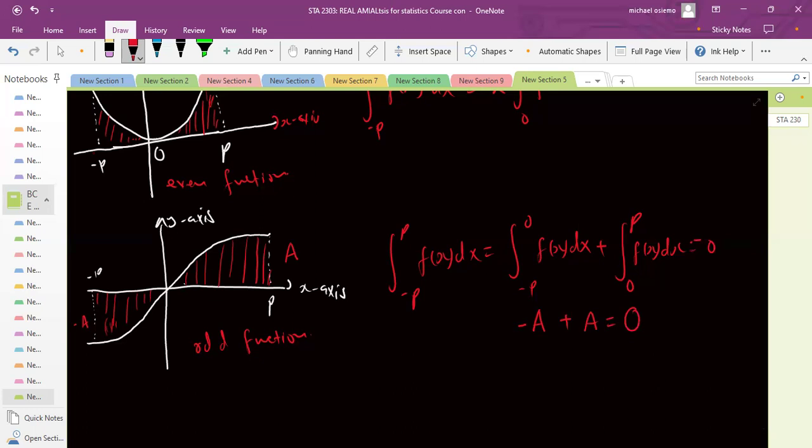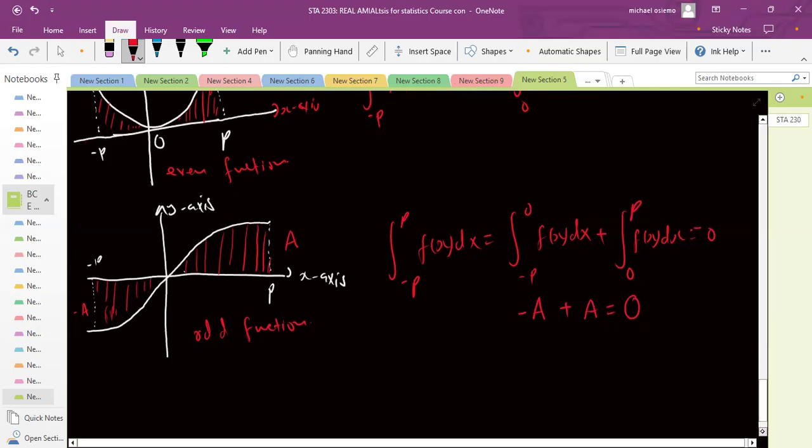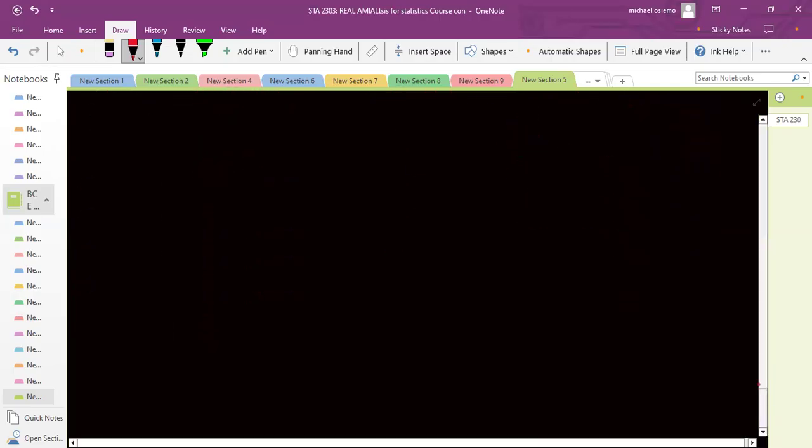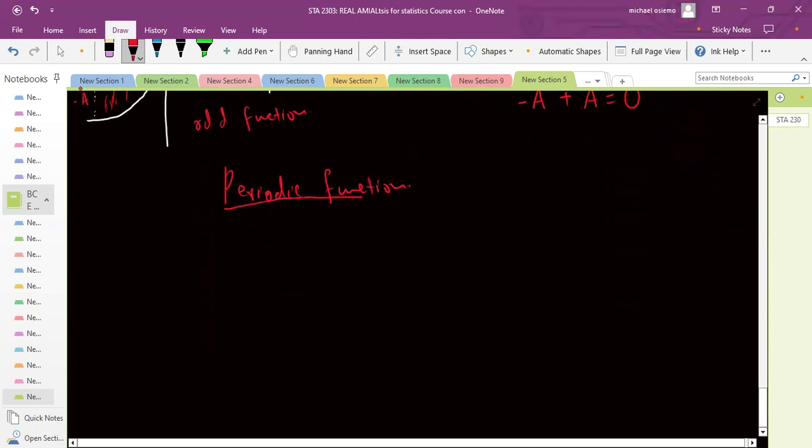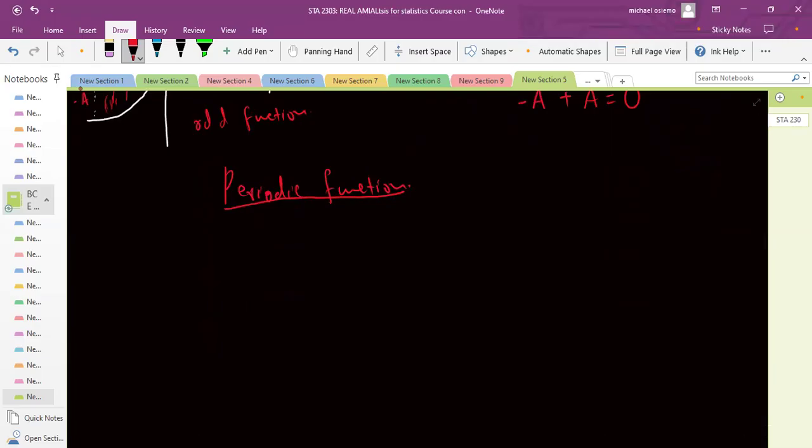So another thing we want to check is what we call a periodic function. What do we understand by a periodic function? What's a periodic function? I can proceed and check a periodic function. Now, when you hear the term periodic, it brings the sense of repetition. After a while, it repeats itself.